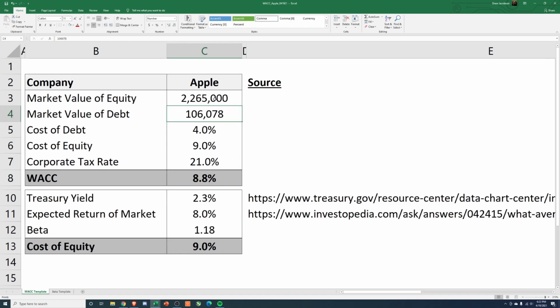cost of debt divided by the total cap structure. So to get you that proportion, times that by your cost of debt. And then you're actually going to multiply that by one minus the corporate tax rate, times your cost of debt.